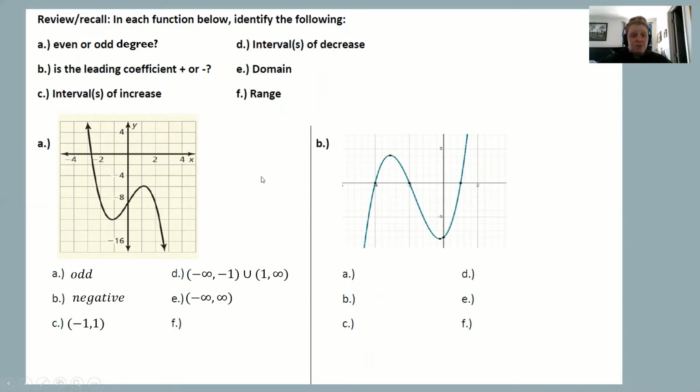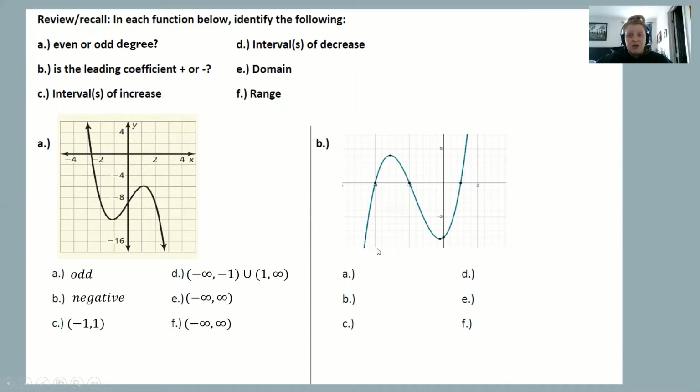And then range means, hey, what's the highest point? What's the lowest point? Well, there is no lowest point. It goes down forever and it goes up forever. So the range is the same as the domain. And that's going to be true for all odd powered functions. So anytime you have an odd polynomial or you have an odd degree, you're going to have the same domain and range.